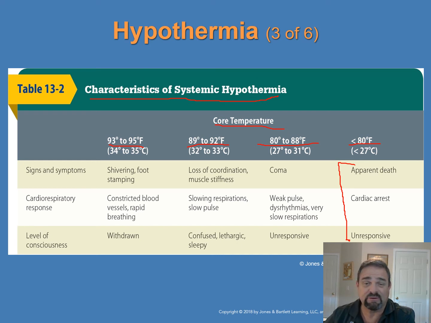So these are the progressive phases. When you first start to drop anywhere between 95 to 93, shivering and foot stamping, constricted vessels, rapid breathing, level of consciousness starts to get withdrawn, and then it just goes downhill from there. So be aware of this chart, 13-2 or slide 25 of 46.